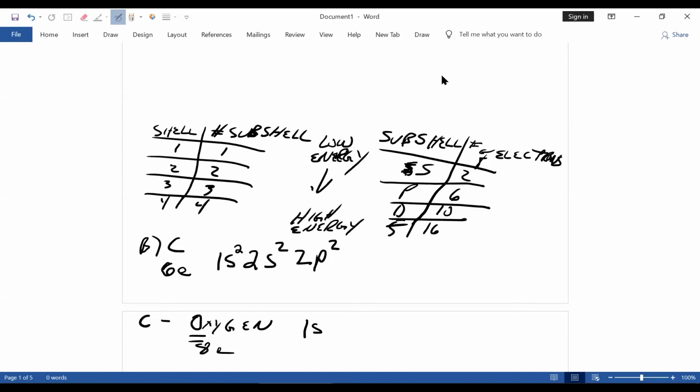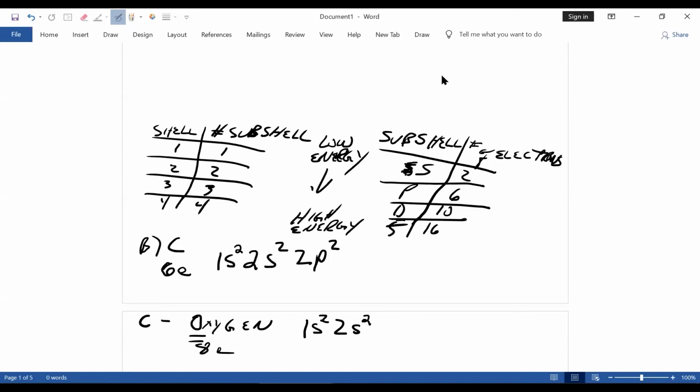How many electrons can we put in there? 2. And I'm going to do that. Now, how many subshells in 1? 1. And it's 1s, 2 electrons. It's full. Now we have to go to next lowest energy shell, 2. How many subshells in 2? 2. And the first subshell, the lowest energy subshell in 2 is 2s. How many electrons can we put into any s orbital? 2. So I'm going to do that.